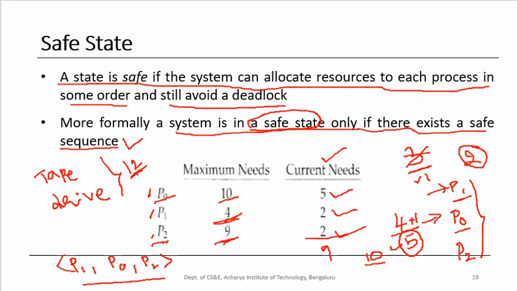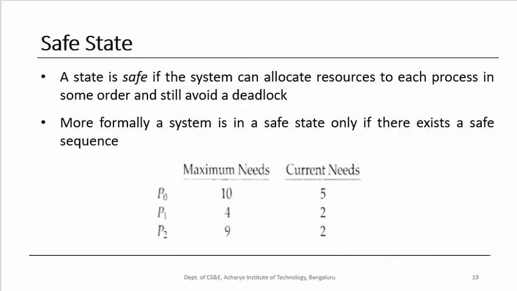Hope you have understood. Now let's see what an unsafe state is. Let's say P2 makes a request for one more instance of tape drive. You have to keep in mind that we have 12 instances of tape drive, and this is the current allocation of resources.